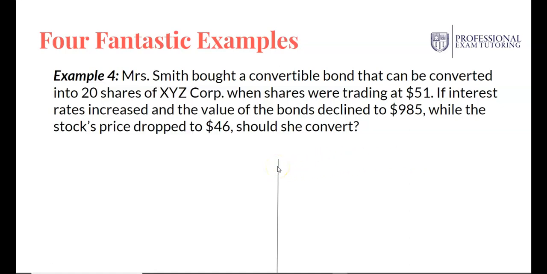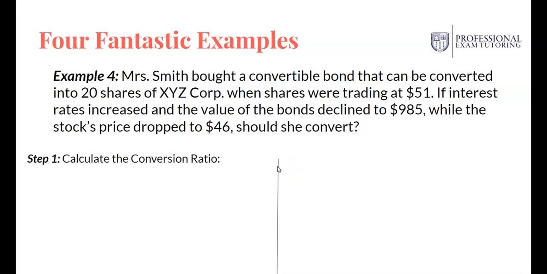So similar to the last example, let's walk through some of the steps. Okay, step one. First, as always, calculate the conversion ratio. In this case, again, they give it to us, so lucky us. We know that we can convert one bond into 20 shares. And they tell us that in the very first sentence.